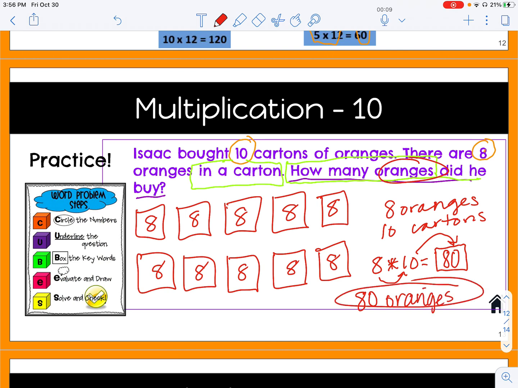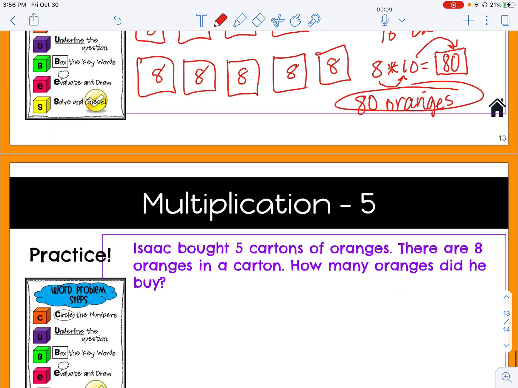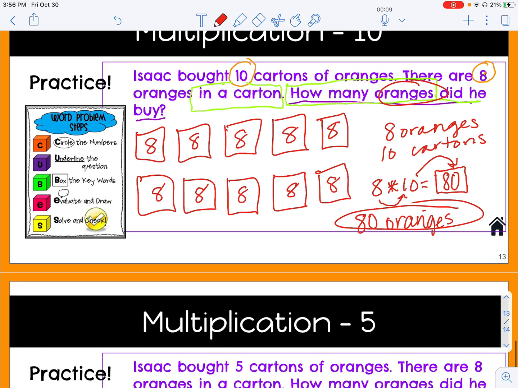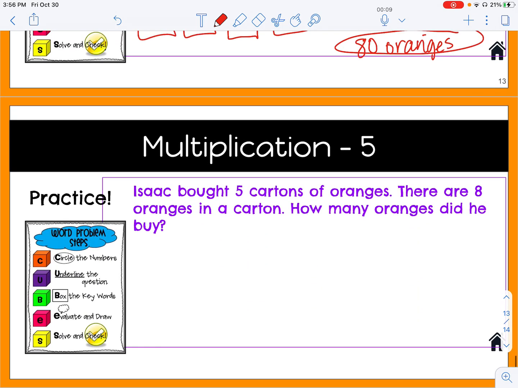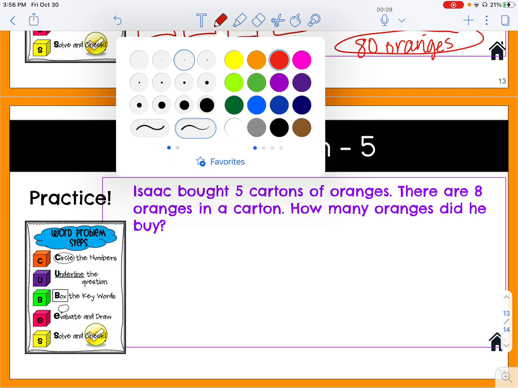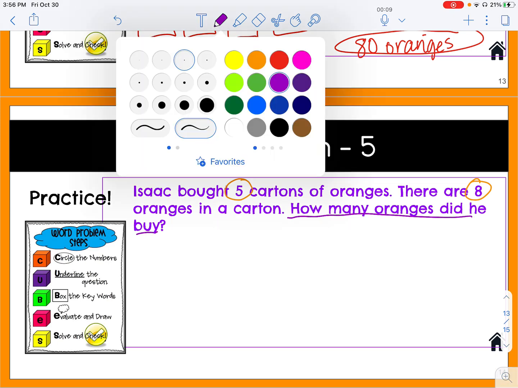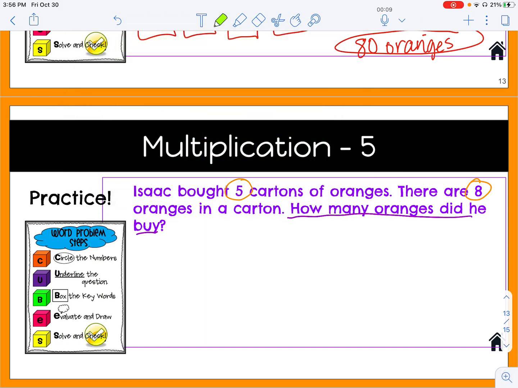Okay, now I'm going to take this same problem. So if we know that 80 oranges are in 10 cartons, now we are looking for 5 cartons. So Isaac bought 5 cartons of oranges. There are 8 oranges in the carton. How many oranges did he buy? And I'm just going to use what I already know because we did the harder work already. So let's see. Cartons of oranges. How many oranges did he buy?